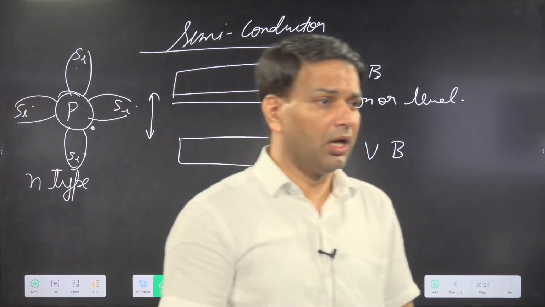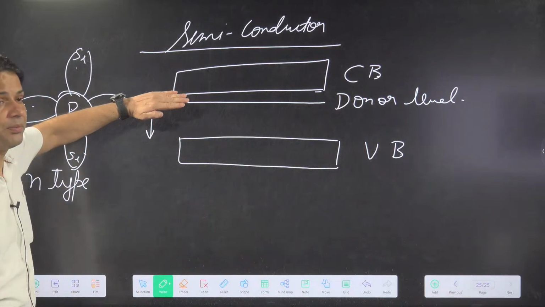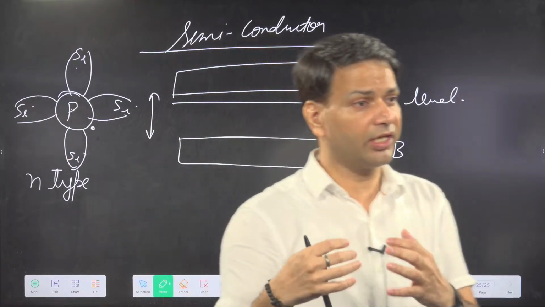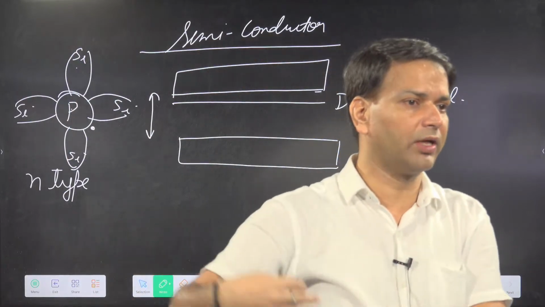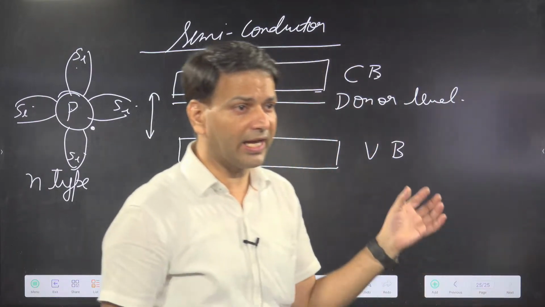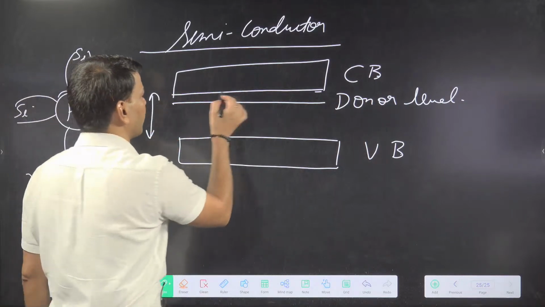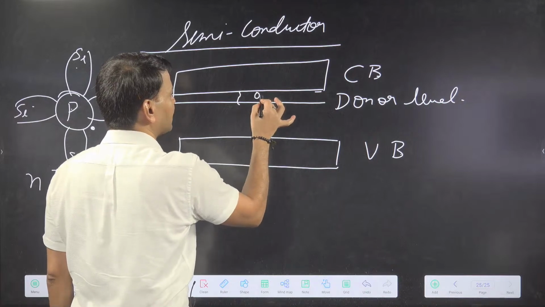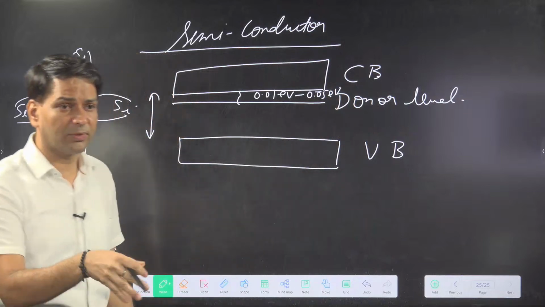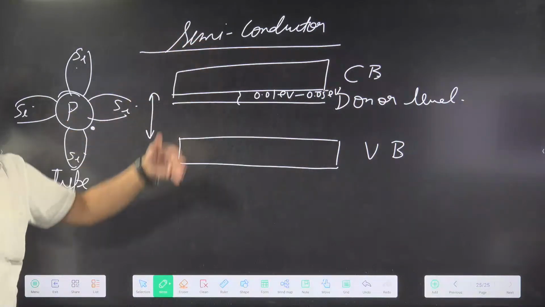Donor level means what? If you give a small amount of energy to the N-type semiconductor, this electron will jump and become free. So it will go to the conduction band. Earlier we required more energy: for silicon 1.1 electron volt, and for germanium 0.7 electron volt. But when I add the pentavalent impurity, the fifth electron requires only about 0.01 electron volt to 0.05 electron volt. When you give this much energy, this electron will become free and then jump to the conduction band.